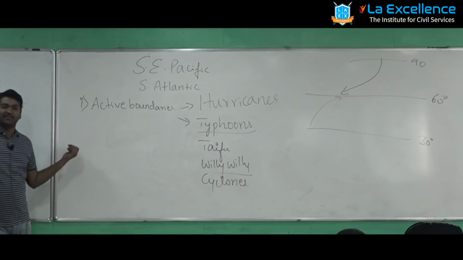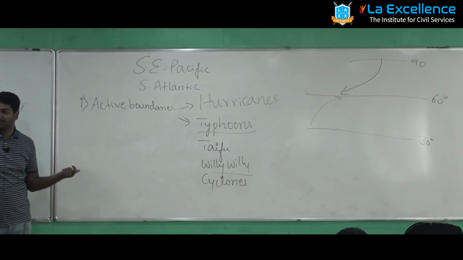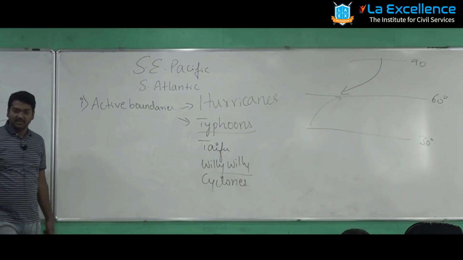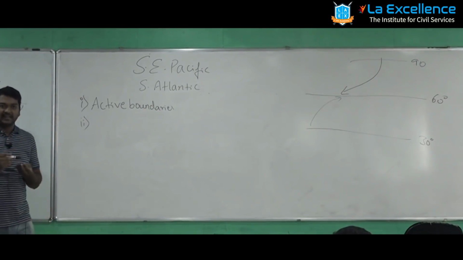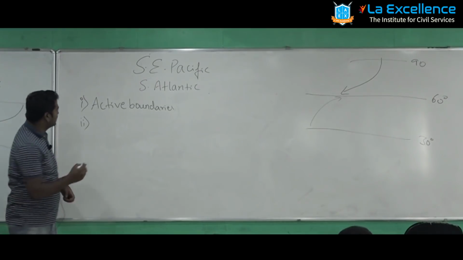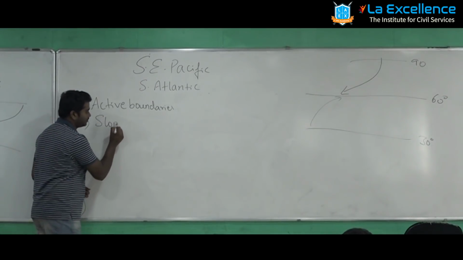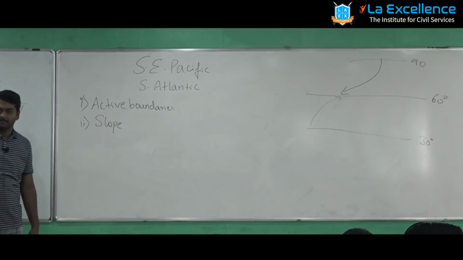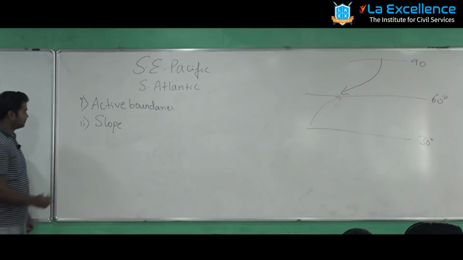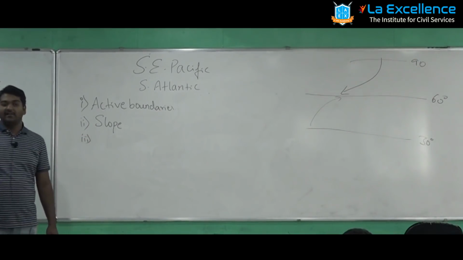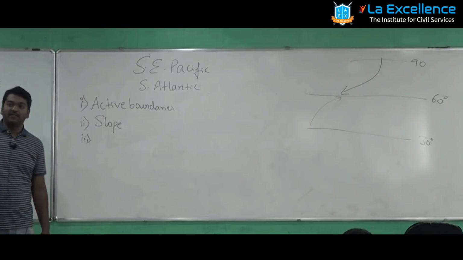What they expect in a geography answer is terminologies. Active boundaries. Then, will you have landslides if the slope is gentle or steep? Is slope important? Yes. Then, will you have landslides if there is heavy rainfall?